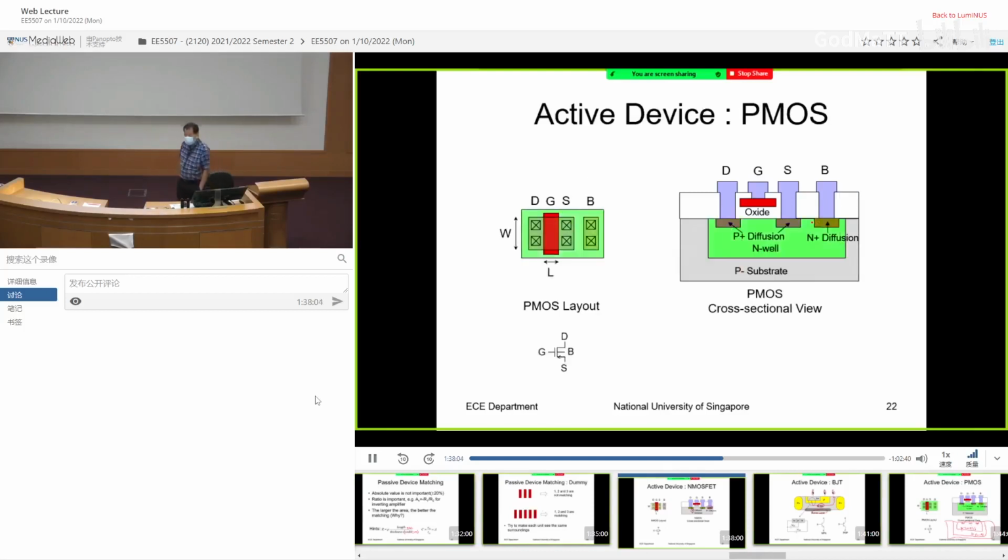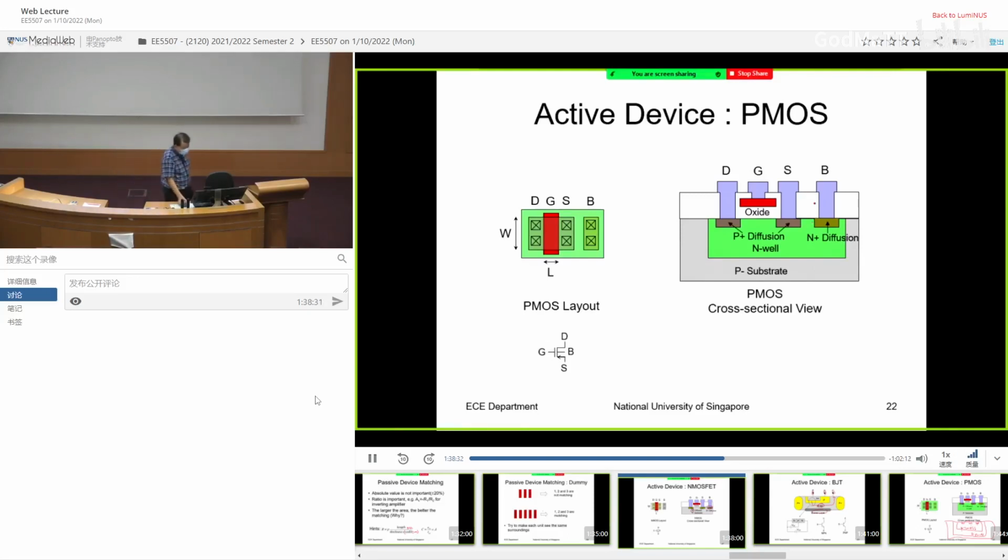Now for PMOS, you have to define an additional well because PMOS sits on top of an N-well. Okay? So you have to form an N-well first, and then you fabricate the device within the N-well. PMOS is exactly opposite of NMOS. So the source and drain have to be P+ diffusion regions, and the body has to be N+ because it's connected to the N-well.